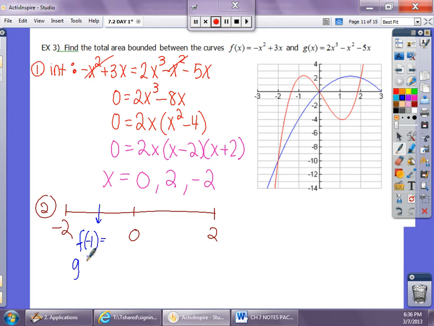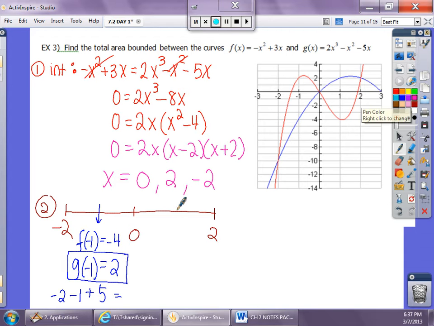And then here, I would do g of -1. So I think we called them f and g. So f of -1 would be -4. G of -1 would be -2 minus 1 plus 5. So we get +2. So now I know that g is my top function, or my big function.